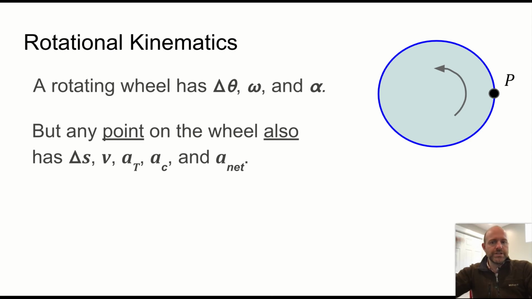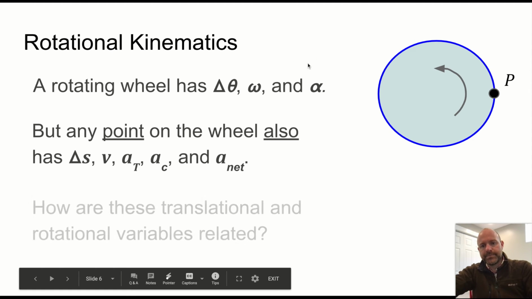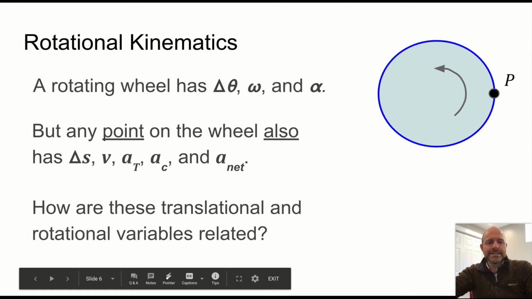It has a change in basically arc length, right? Position along that arc. It has a tangential velocity. It could have a tangential acceleration. It could be getting faster or slower. It certainly has a centripetal acceleration because it's being pulled in a circle. And then there's a net acceleration, a combination of those, right? So how are these things related?